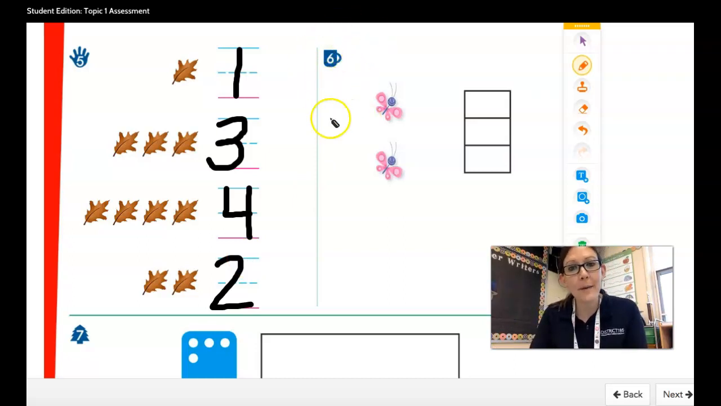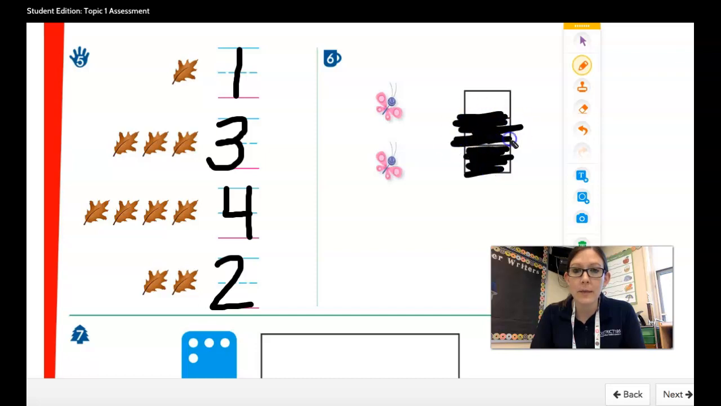Number 6, coffee cup, my favorite. All right, let's count the butterflies, and then we're going to color the boxes to show how many. How many butterflies? 1, 2. So we're going to color 2 boxes. That's another way to show how many. All right, did you do it?